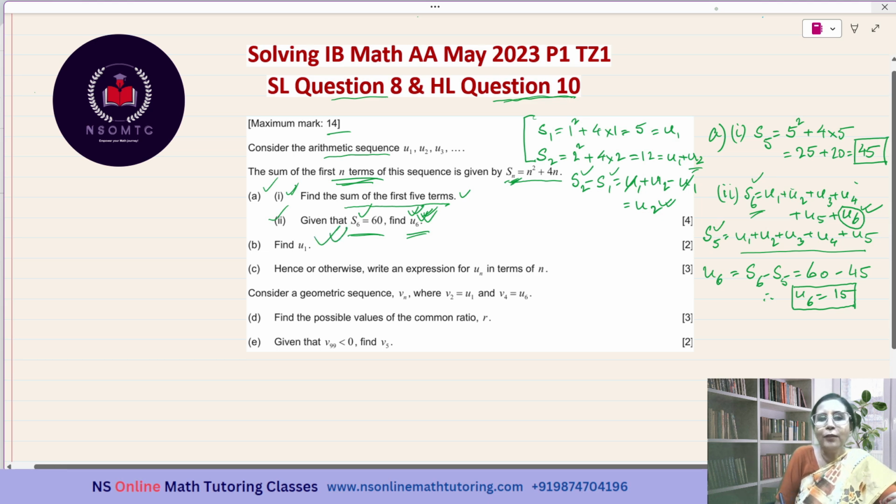Find U1. We have already found the value of U1, but in any case, I have to write the answer for subpart B. So S1 is equal to 1 squared plus 4 times 1, equal to U1, equal to 5.